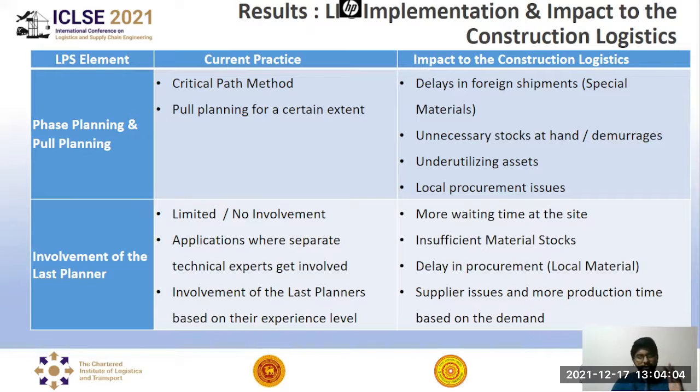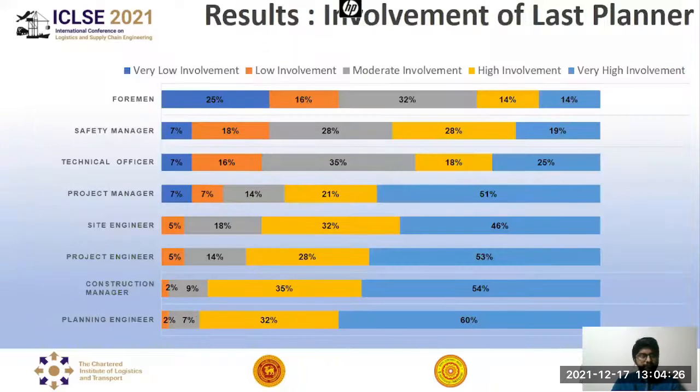So this situation leads to more waiting time at the site, insufficient material at stocks, delays in local materials and procurement, and also, due to the urgency of the material, even supply issues are there, based on their production time and project material delivery. So we could identify those problems. Also, the involvement of the last planner was checked separately, whether the involvement is low or high. So similar results were obtained here.